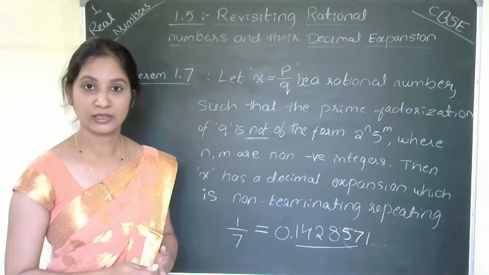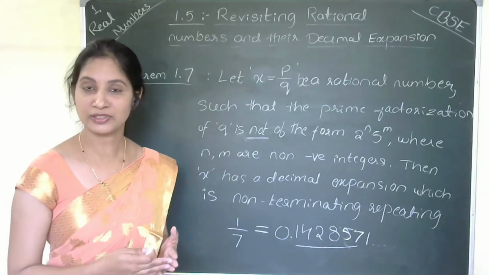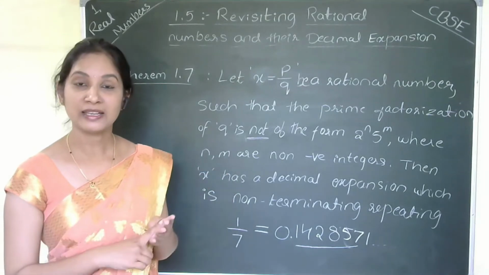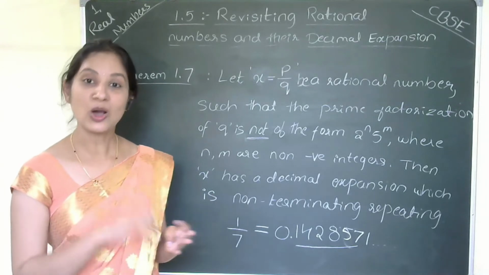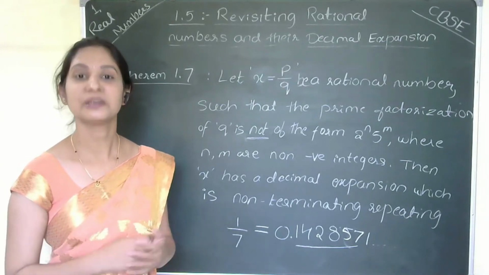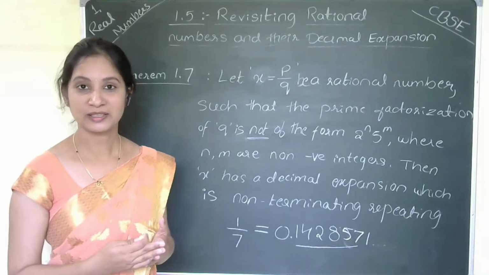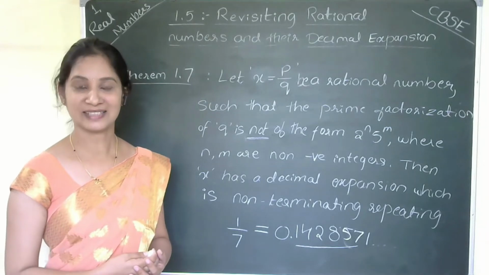So you can conclude from these theorems that any rational number can be either terminating or non-terminating but repeating. We can solve a few problems using these theorems. Let us go for our exercise.